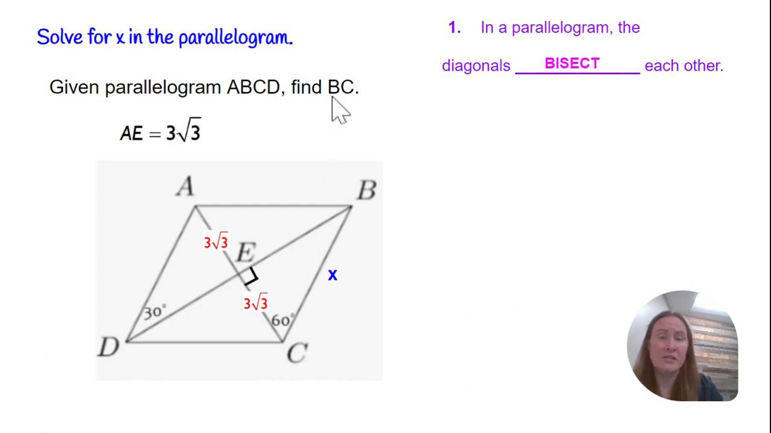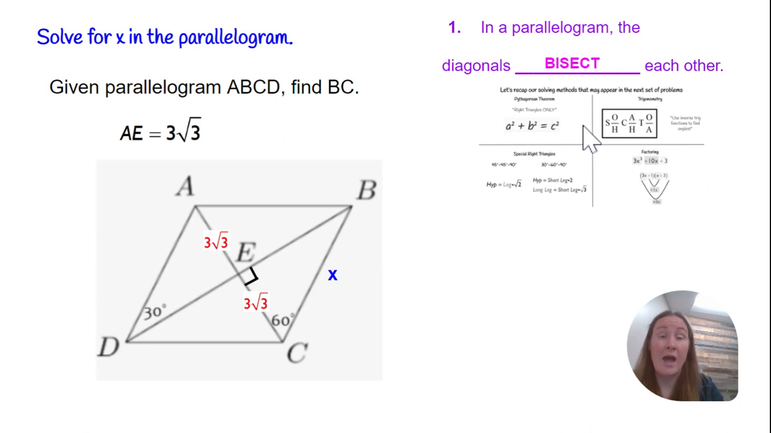You'll also notice that I went ahead and labeled BC with a variable. Anytime throughout this chapter that it says find, you're going to want to go ahead and label that with a variable. So in this case, we're trying to find BC, so we have our variable. All right, now, as we noted earlier, we're going to have to decide which of our 4 methods we can use from the back of our foldable.